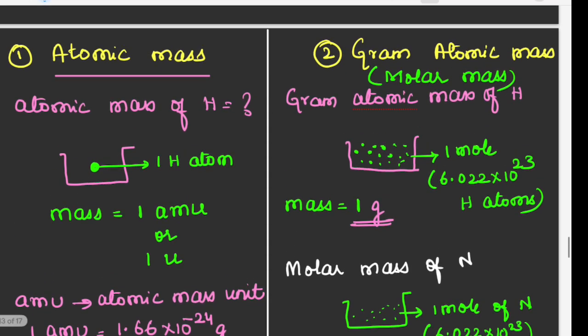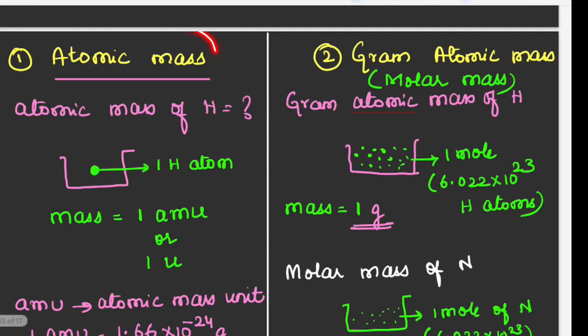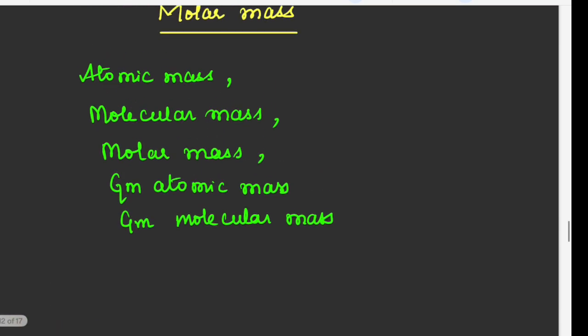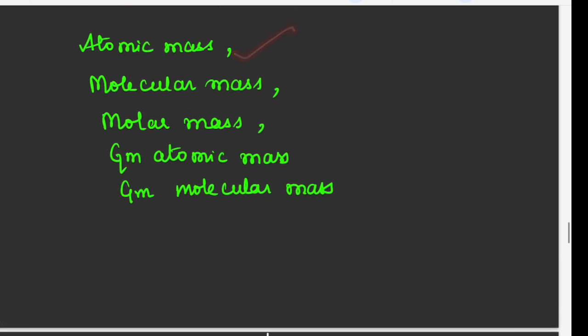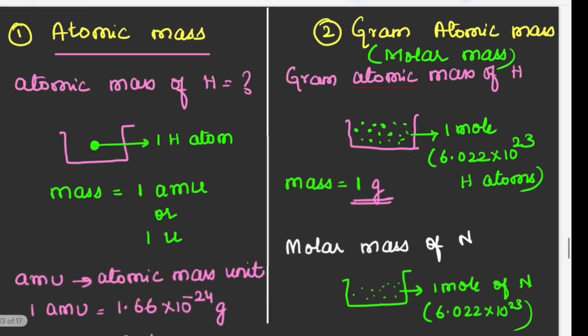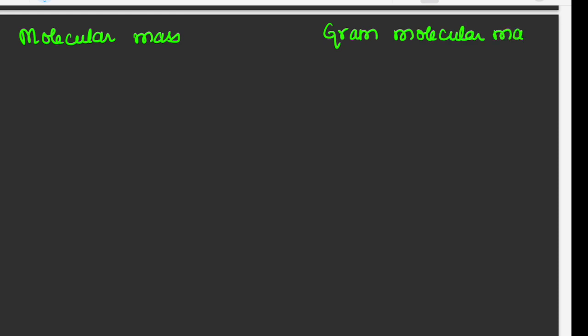Is that clear? So that is the difference between atomic mass and gram atomic mass. Gram atomic mass is also known as molar mass. Now we have seen these two terms, atomic mass and gram atomic mass. Next we will see about molecular mass, and this side we are going to take gram molecular mass.